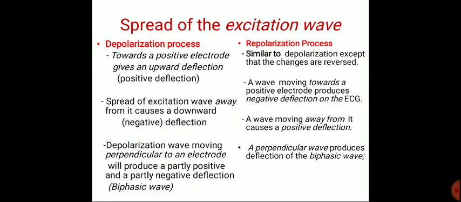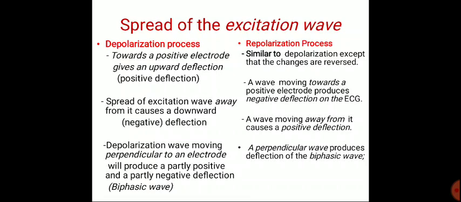As we know that the SA node is the pacemaker of the heart. It generates the impulses. These impulses start the electrical activities in the heart in the form of the action potential. The action potential is formed by the depolarization wave and the repolarization wave. Now, how do these depolarization waves and repolarization waves act?